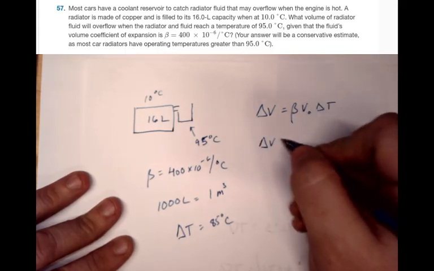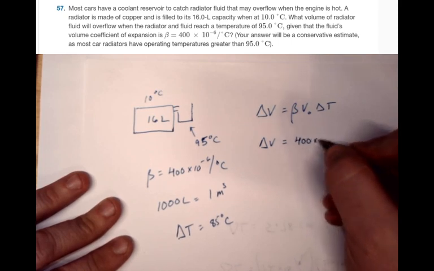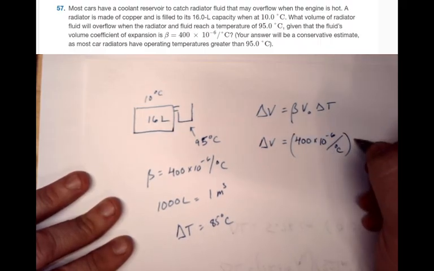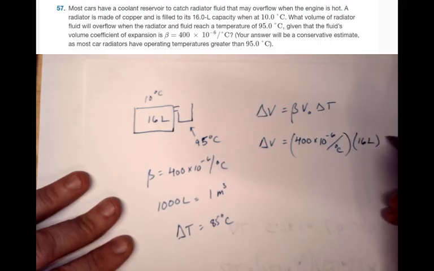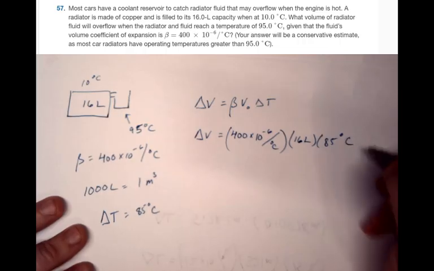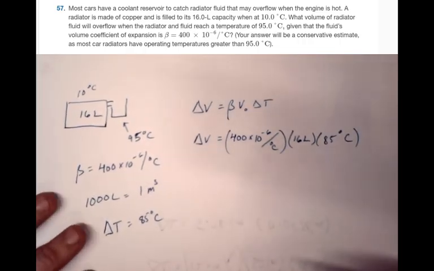Delta V is 400 times 10 to the minus 6 per degree Celsius. And then our original is 16 liters. And then our 85 degrees Celsius, you notice I'm now running out of space. And we do our calculation.